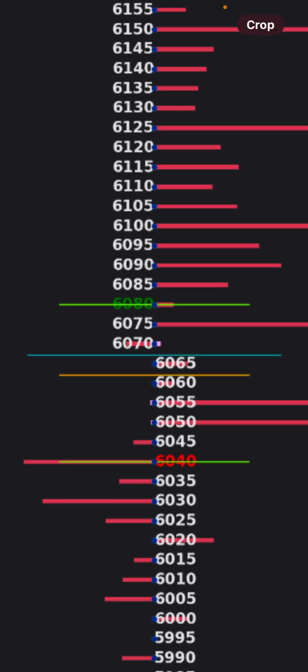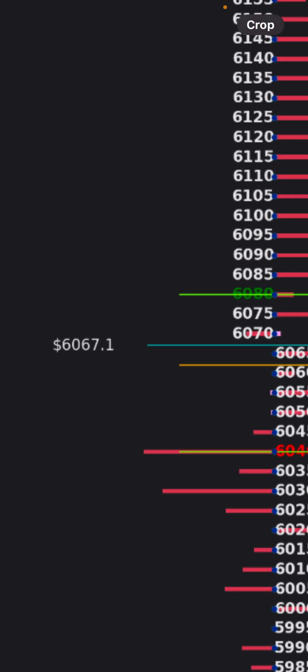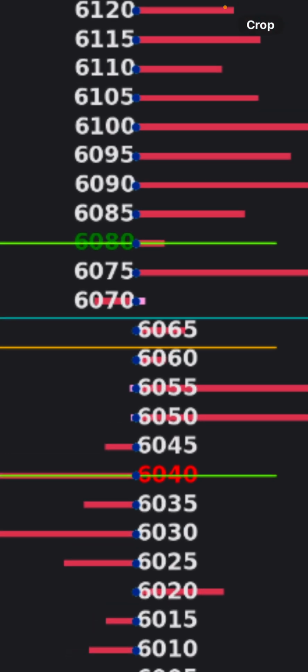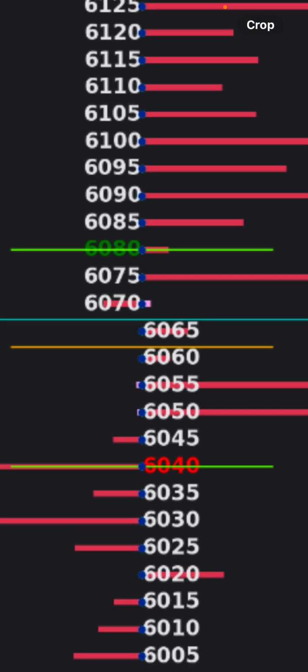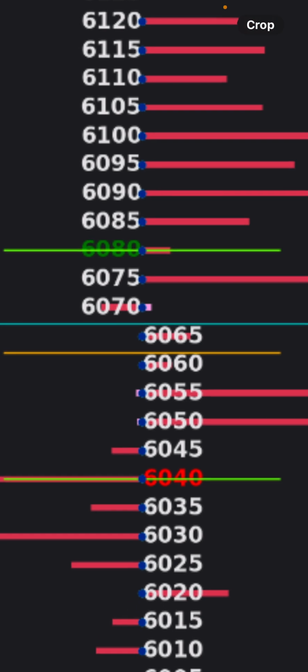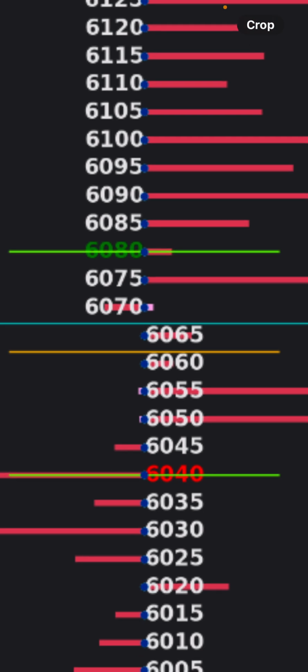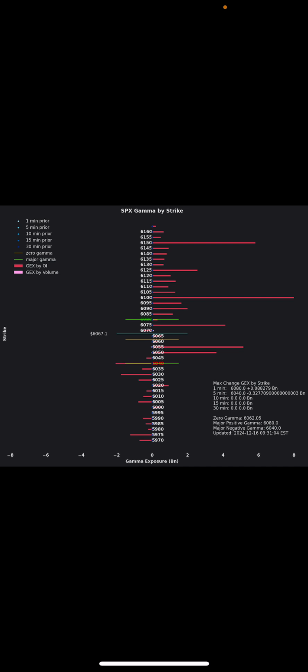And then the bluish line, that's where price is currently. This yellowish orange line in between 60.60 and 60.50, that's your zero gamma level. So that's what we're looking at right from the open. Let's go to the next slide.